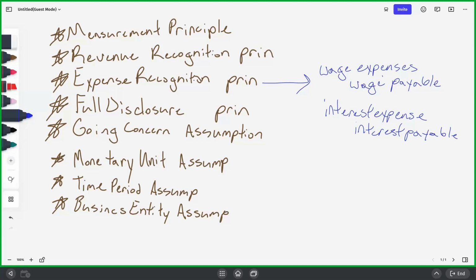What about the time period assumption? Anyone got any guesses? It's more or less, we split up the year between the time periods. We know that we go through this financial year with 4 different quarters. So we have quarter 1, quarter 2, quarter 3, quarter 4. This one's a little trickier to explain through free form. But the life of the company can be divided into time periods, such as months and years, and useful reports can be prepared for those periods. So basically, whenever you see time is involved, we know we prepare financial reports at these certain times. That's when we're looking at the time period assumption.